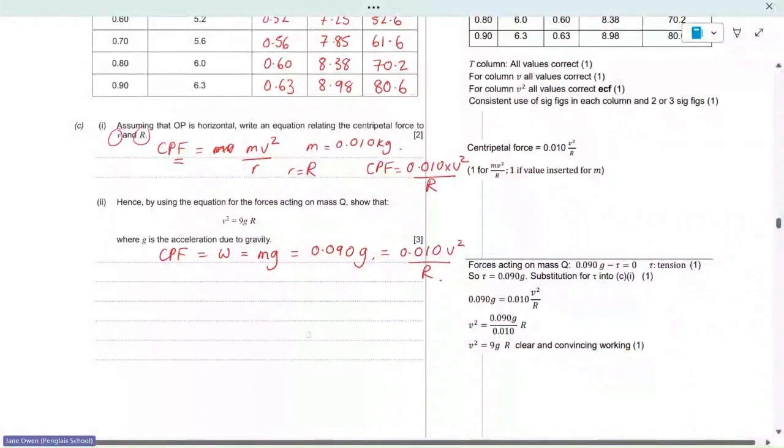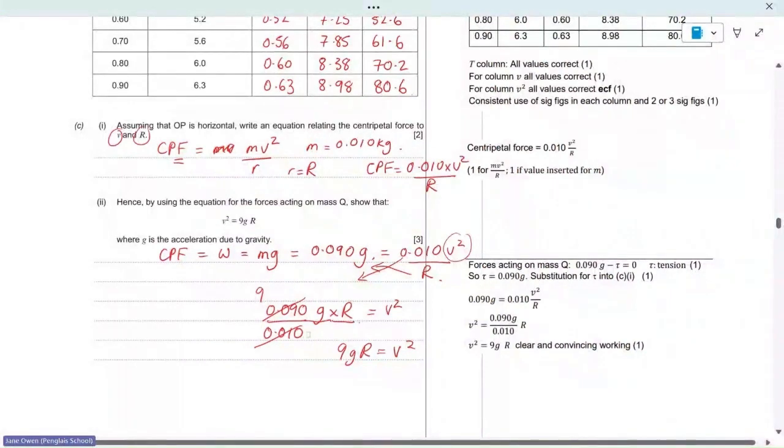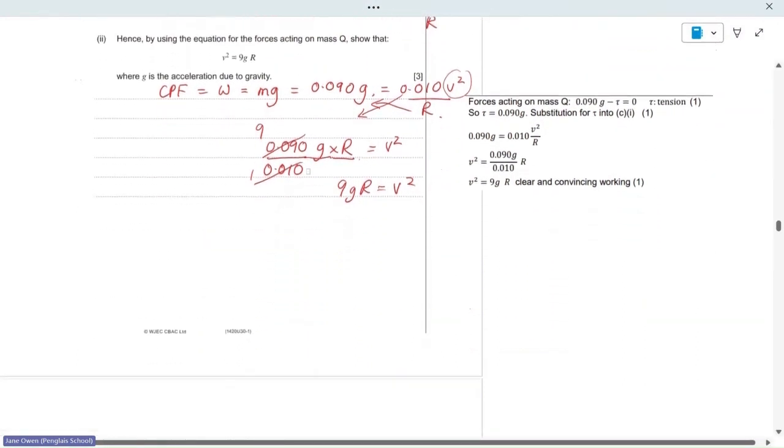g equals 0.01 times V squared over R. Now let's just rearrange it to get V squared on its own. So V squared equals, bring R up, bring 0.01 down, so 0.090 times g over 0.010 times R. So, of course, 0.01 goes into 0.09 nine times. So we've got 9gR equals V squared. And this is something else as well. Show all your working and show your cancellings out and things so that you can fully get credited for what you do.